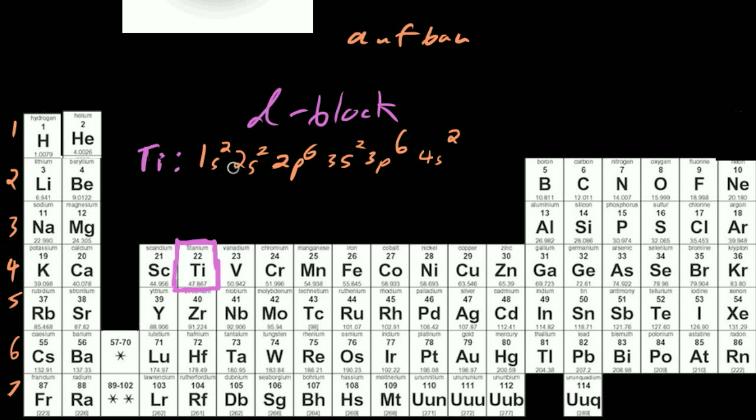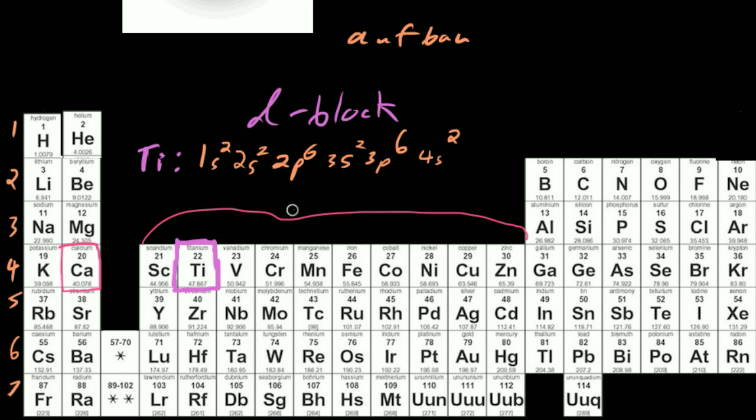Now let's figure out how many electrons we've got. 2 plus 2 plus 6 is 10, plus 2 plus 6 is 18, plus 2 is 20. So far we've got 20 electrons, an electron configuration that looks a lot like calcium. Calcium's right here, and we want to get to titanium, so we have to put in 2 more electrons. Titanium is in our D block, right here.